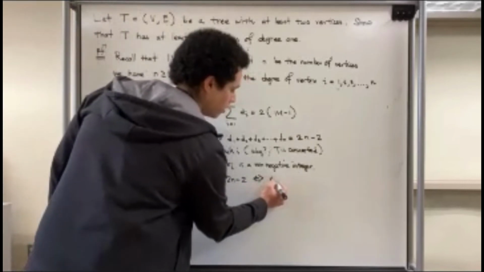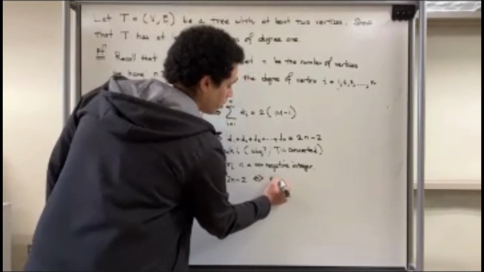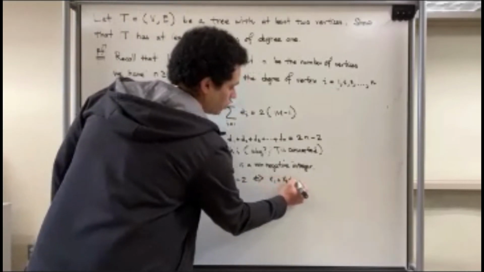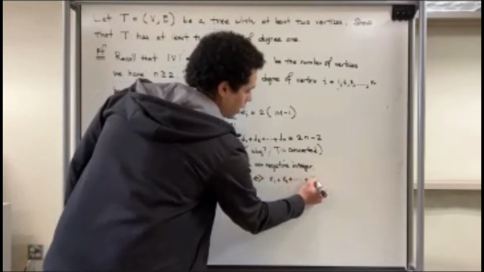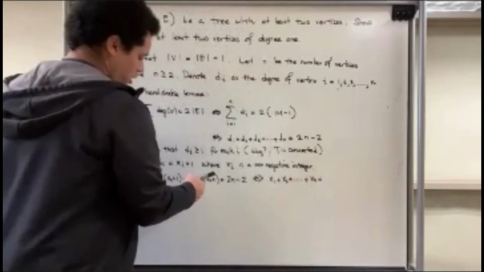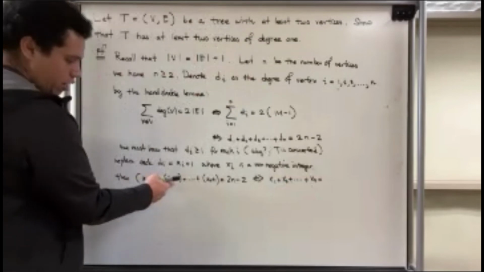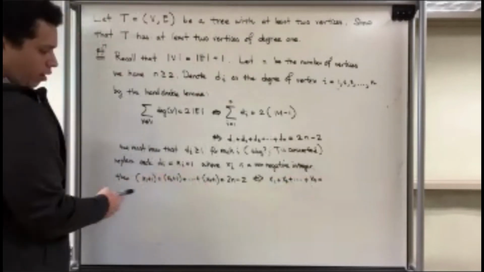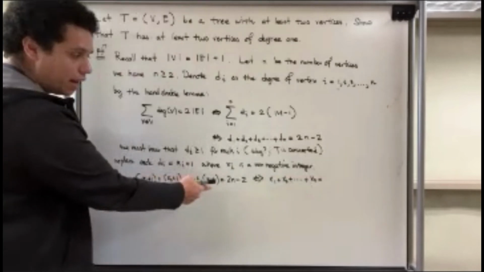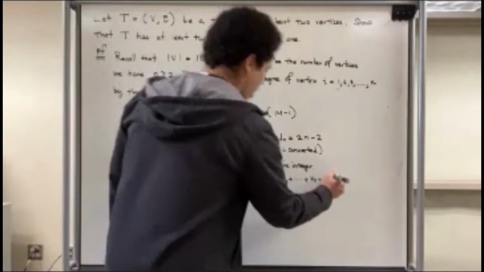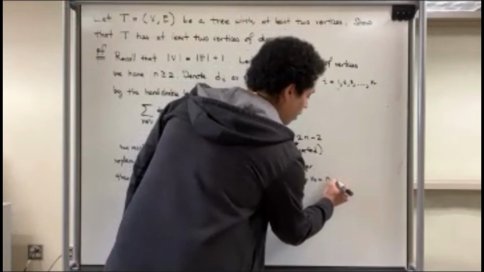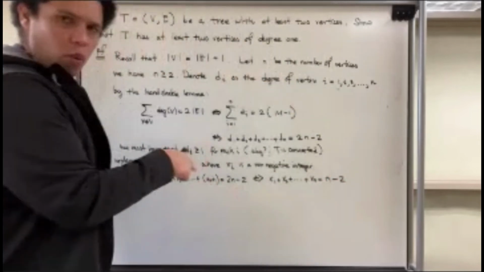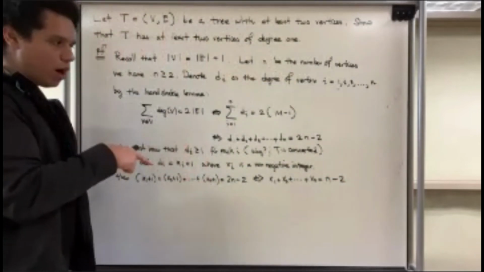This says that x1 plus x2 plus and so on, plus xn is equal to something. Look, I have n terms in this sum, each of them has a 1. So at the end, the sum is n. I'll subtract them, and I'll get n minus 2. So now we can think of this as a distribution problem.